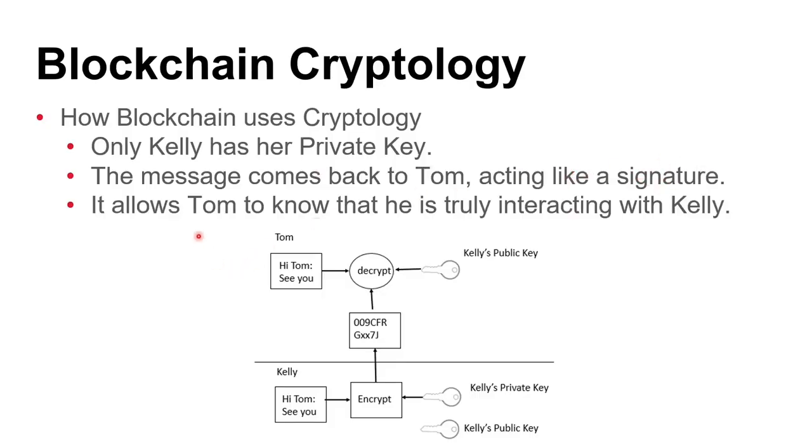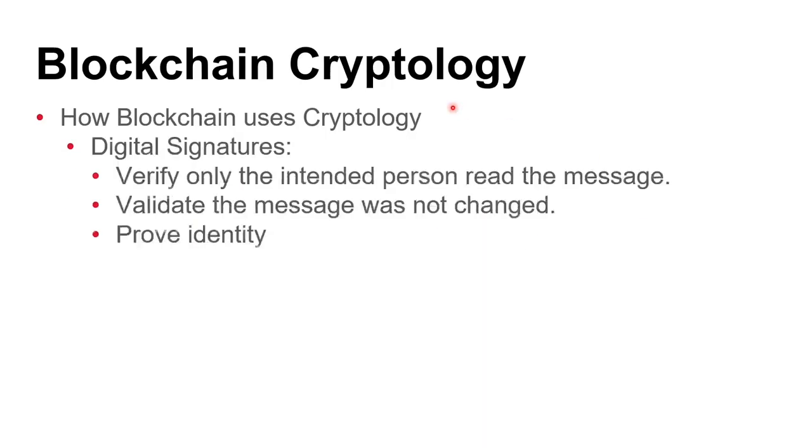It's almost like a signature as well. It allows Tom to know that he is truly interacting with Kelly. And that's why we say that the private key is a digital signature. It verifies the intended person read the message and validates the message was not changed. So it is also a proof of identity.